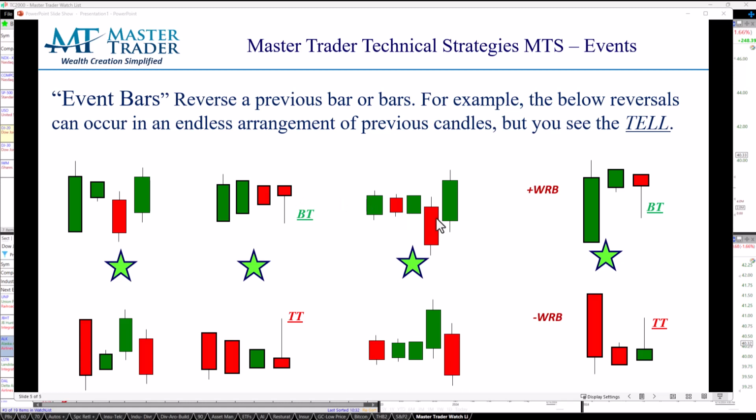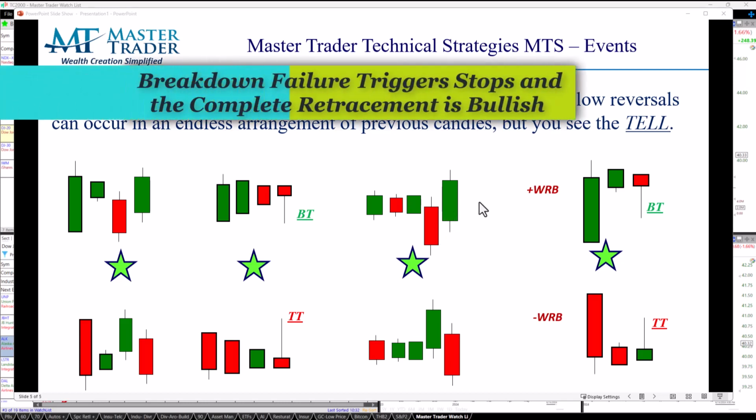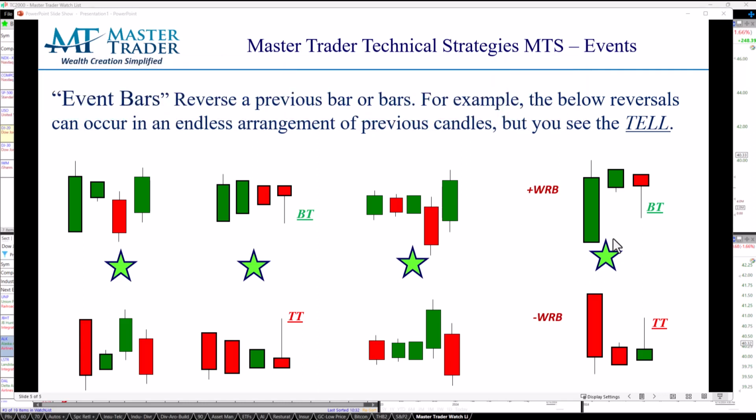On the top, second from the right, it broke down with a wider bar, and on the next bar it gapped up and closed above the highs. An immediate reversal, kind of a breakdown failure. And the one in the upper right was a wide range bar, an inside bar, and then it breaks the lows and springs right back up again.